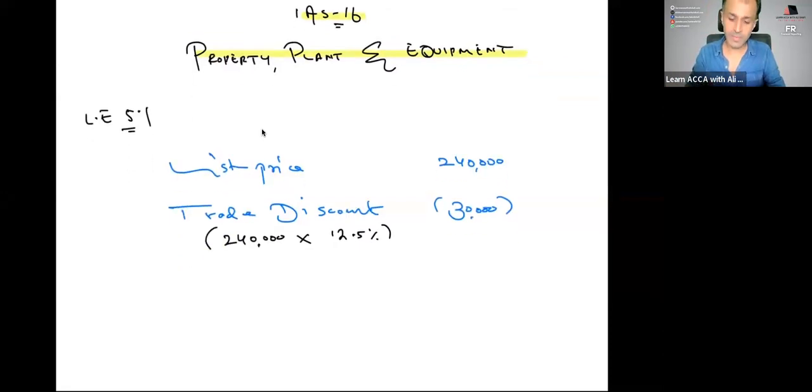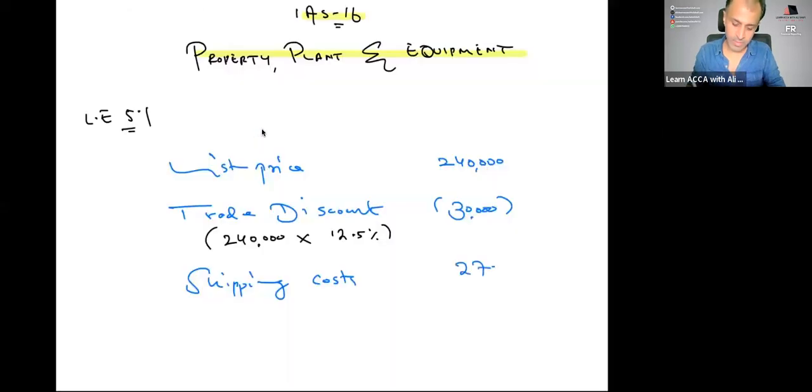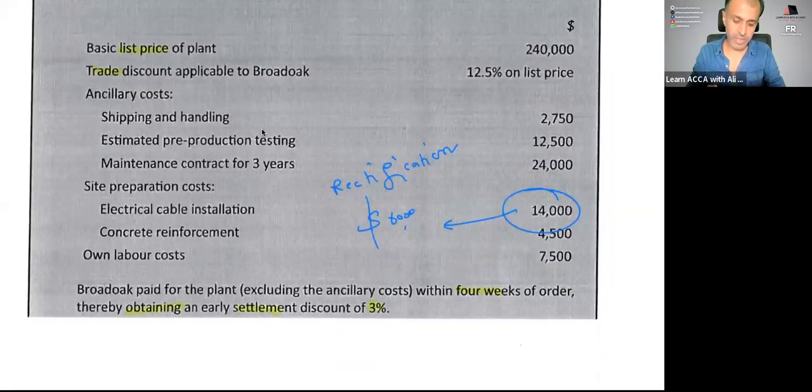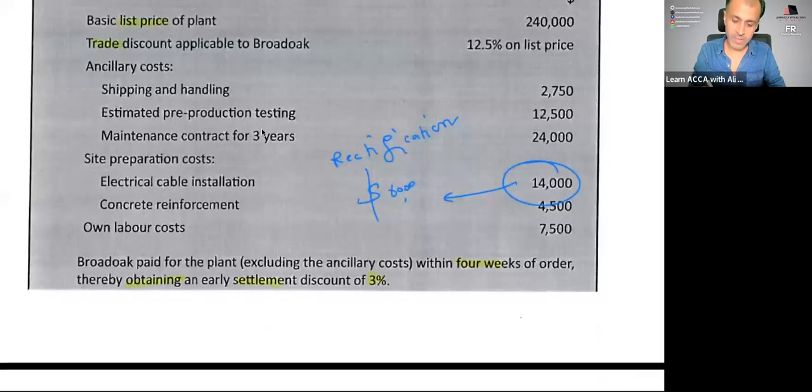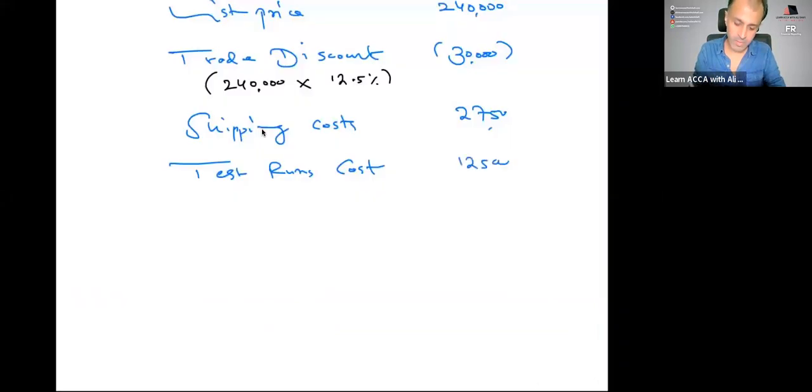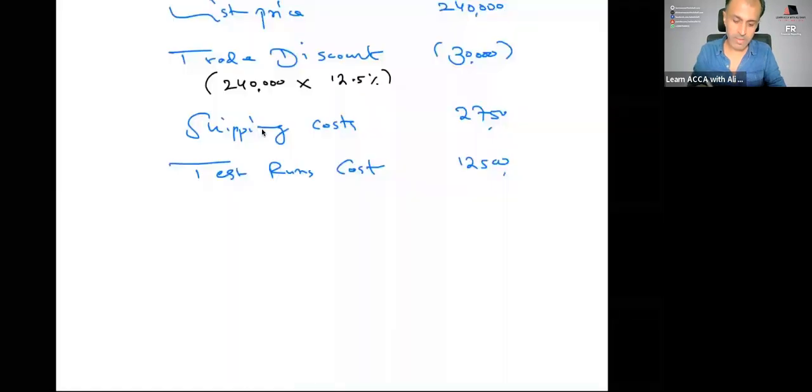Fine. Then comes the shipping and handling cost, which in this case is given as 2750. And then comes the pre-production testing, which is a test runs cost. In the case, it's been given as 12500. And then comes the maintenance contract. Okay, maintenance cost. Should we have to capitalize or do we have to expense it out?